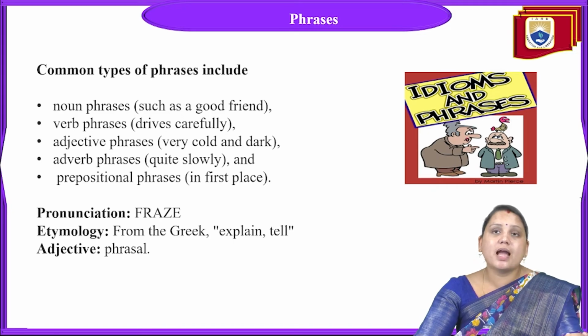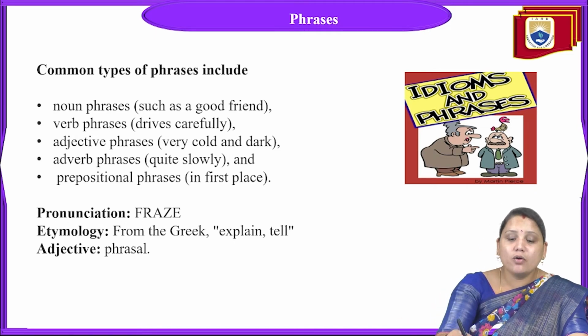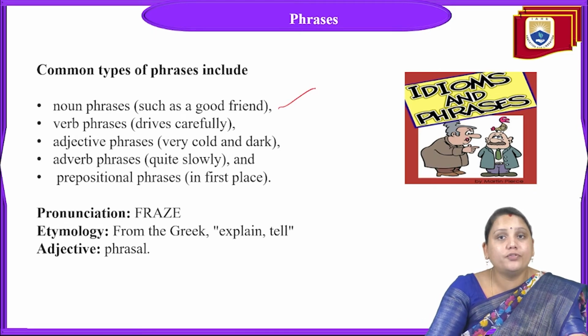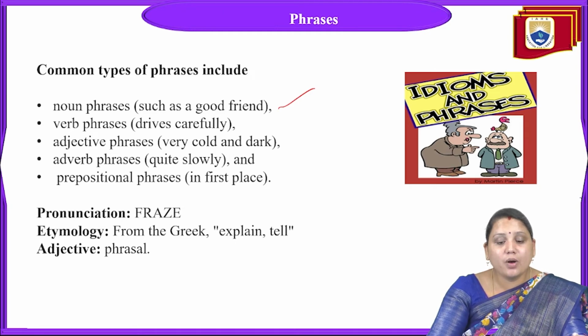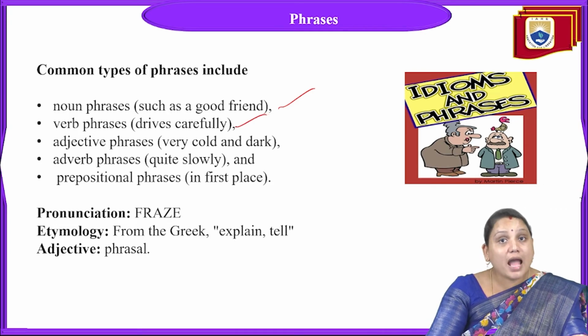Next, common types of phrases include: noun phrases, such as a good friend. Next, verb phrases: drives carefully. What is the action here? Drives carefully; carefully is the modifier. Next, adjective phrases: very cold and dark. Adverb phrases: quite slowly.